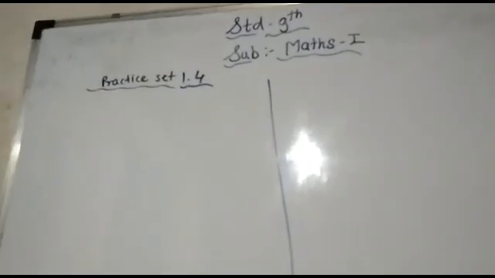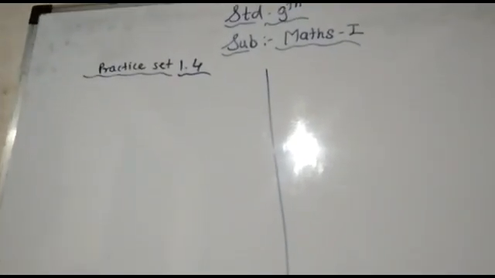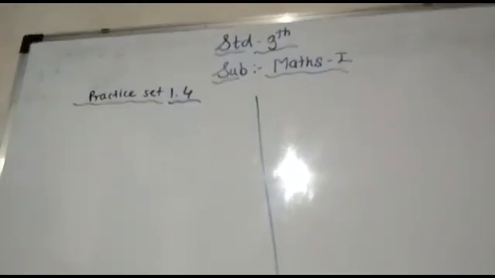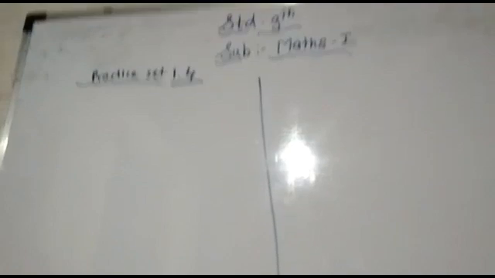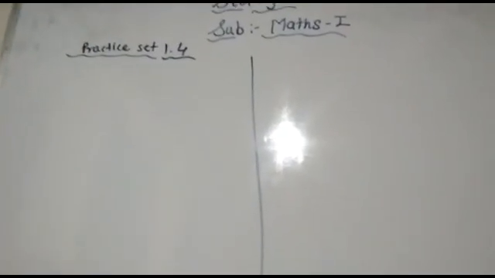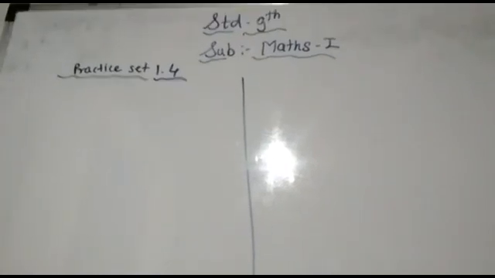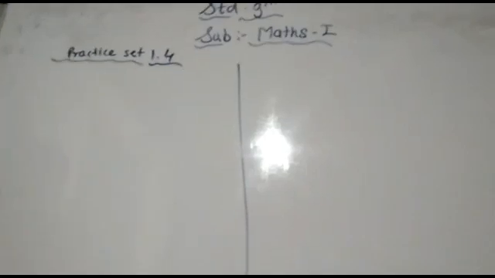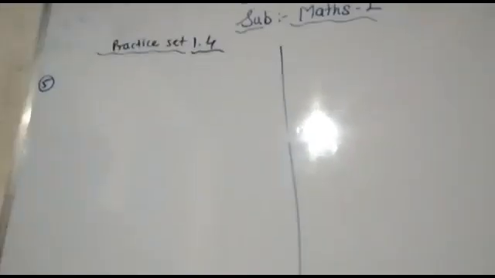Good morning, students. Here we have to see practice set 1.4. In that, first we see the fifth question, because here are many signs, and from these signs we have to solve questions number 1, 2, 3, 4, and therefore we have to first solve question number 5.